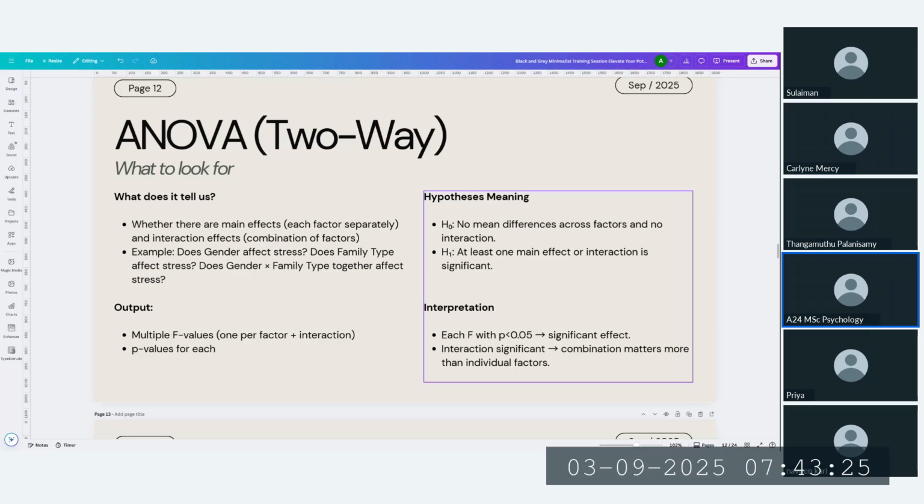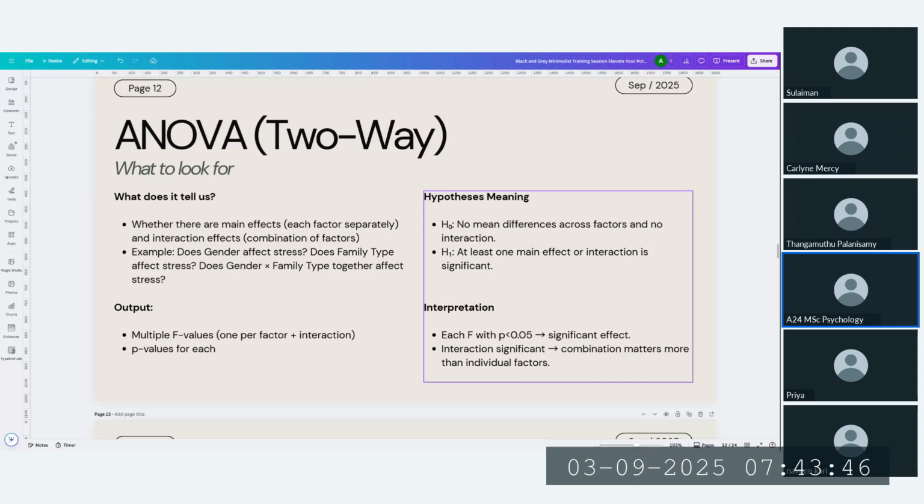Or maybe you will adapt CBT therapy for women in joint families. Or maybe you will create an intervention for children or men in joint families, right? So this helps us solve certain problems.